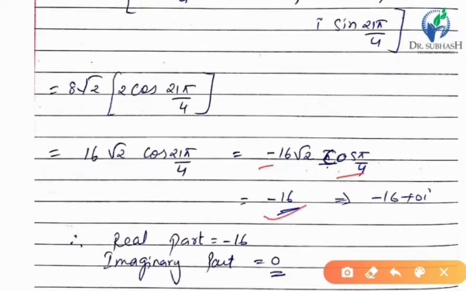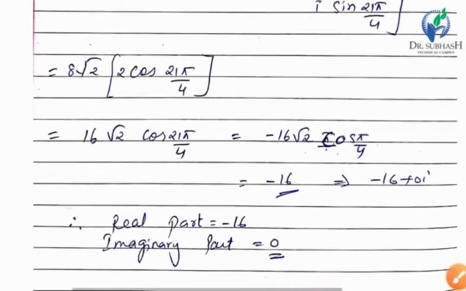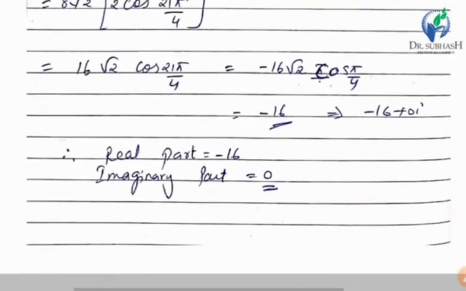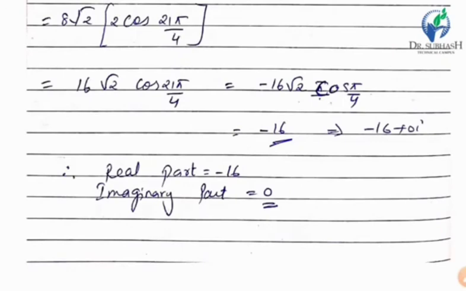Now -16 can be written as -16 + 0i. So here the real part is -16 and the imaginary part is 0.